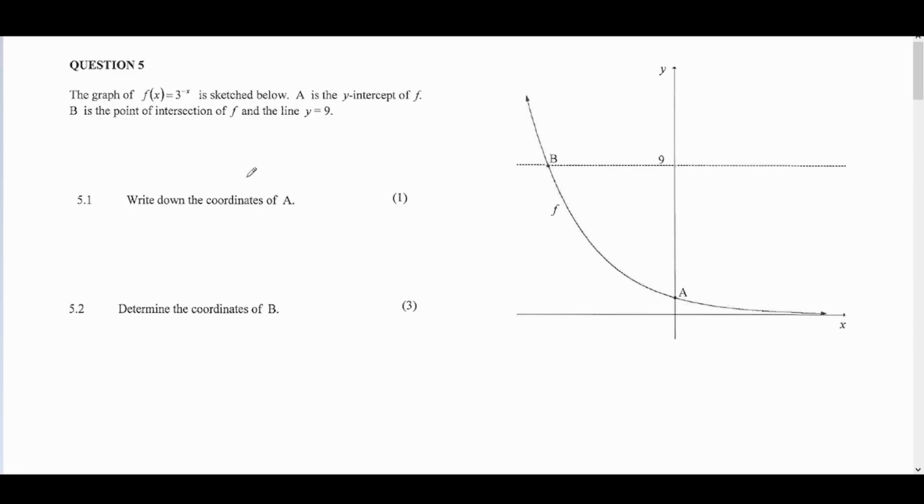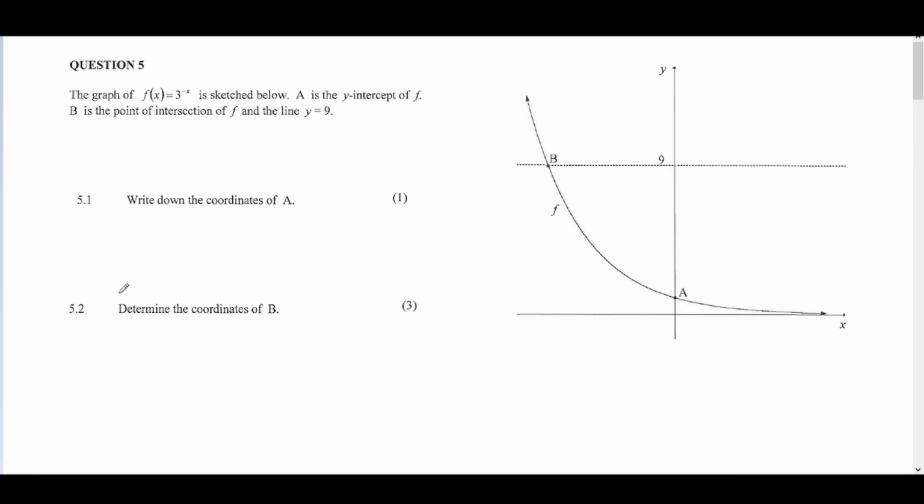Hey everyone, we are continuing with question 5 of the 2020 Math Paper 1. Question 5 says that we're given the graph of f of x equals 3 to the power of minus x, sketched to the side. A is the y-intercept of f, that point over there. And B is the point of intersection of f and the line y equals 9. So that's B over there.